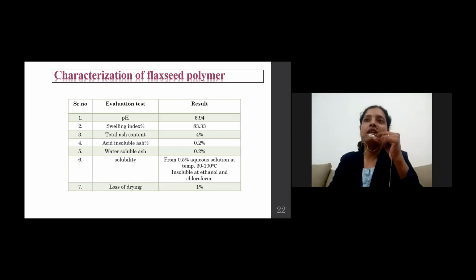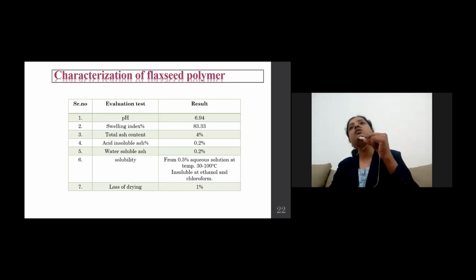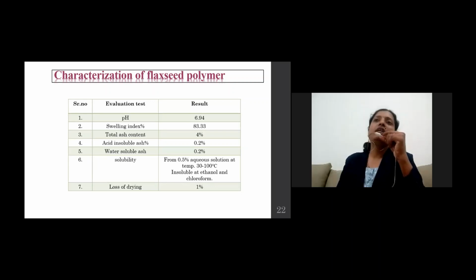The pH of the mucilage was 6.94, which is near the reported value. It has a high swelling index, near about 83%. Ash content is 4%, acid insoluble ash and water soluble ash is 0.2%, and it is highly swellable in water and insoluble in ethanol.